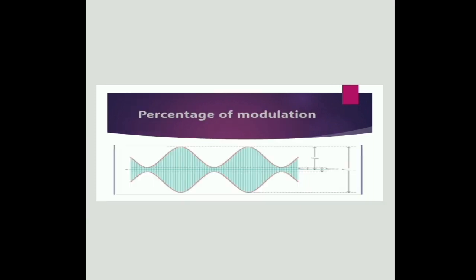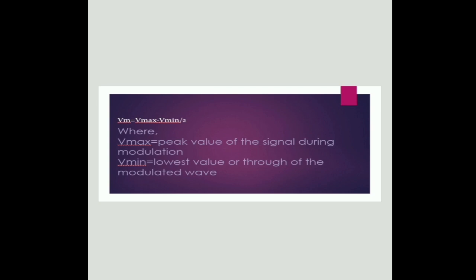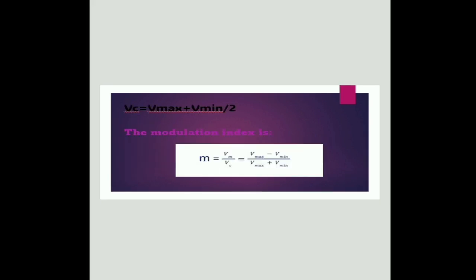Now, percentage of modulation. The given figure shows percentage of modulation. Vm = (Vmax − Vmin)/2, where Vmax is the peak value of the signal during modulation and Vmin is the lowest value or trough of the modulated wave. Now the modulation index is M = Vm/Vc = (Vmax − Vmin)/(Vmax + Vmin).